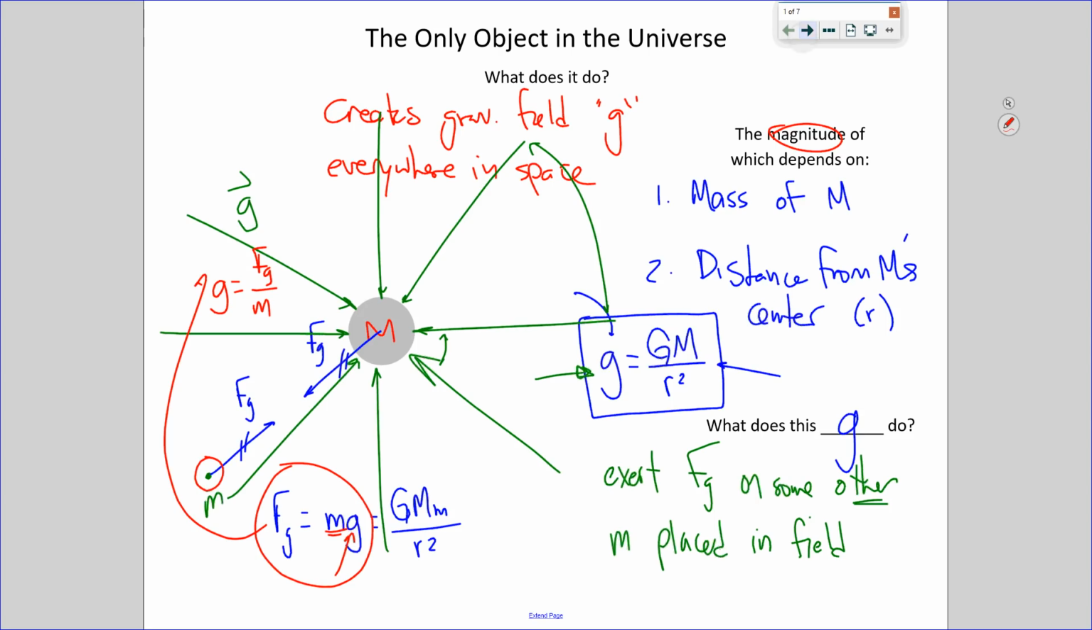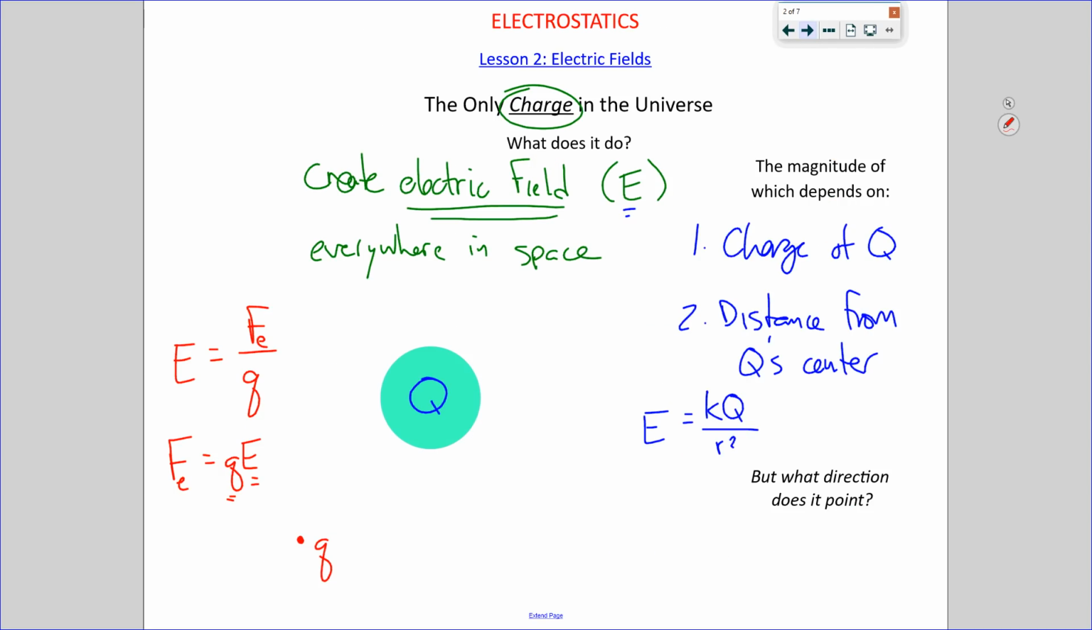And check this out. Now we can say, well, because we have this expression for how strong the electric field is, that says that Fe can be this stuff times little q. So that's k Q q over r squared, and there's Coulomb's law.